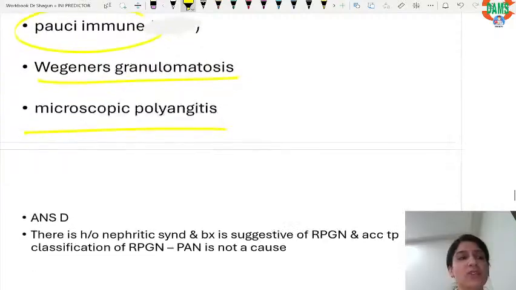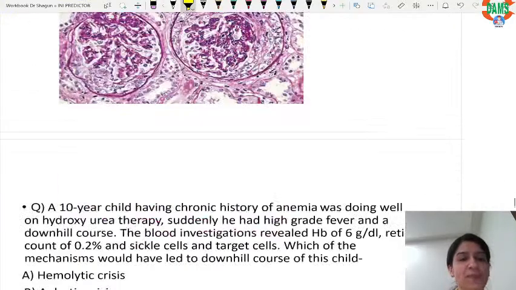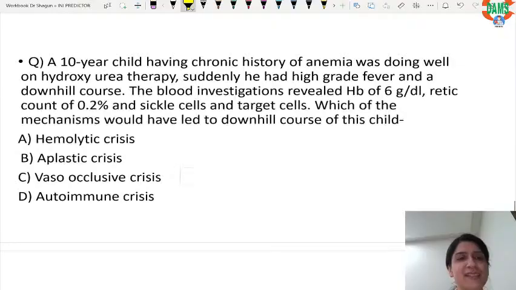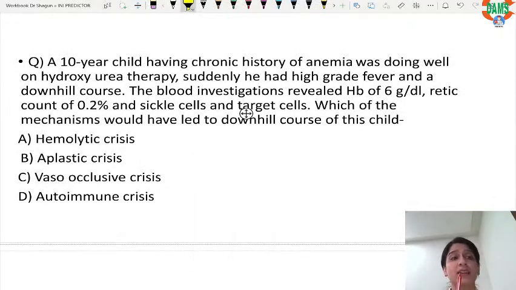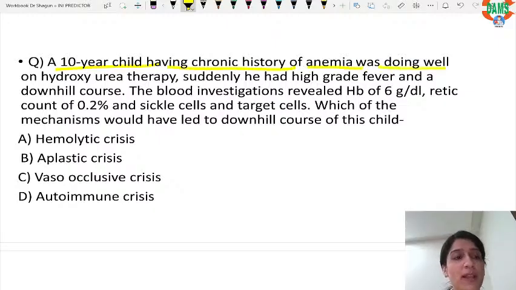Now going to my next question. Read the question carefully. Don't give wrong answers, read the question carefully. A 10-year-old child is having a chronic history of anemia, was doing well on hydroxyurea therapy. Suddenly, the patient was doing fine, but all of a sudden, the patient is having high grade fever and a downhill course, deterioration of the patient.